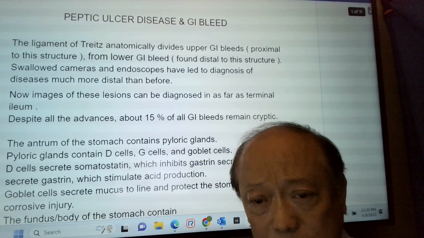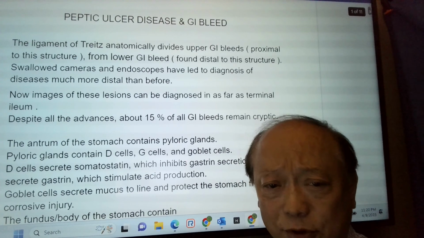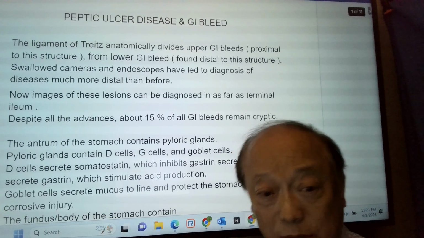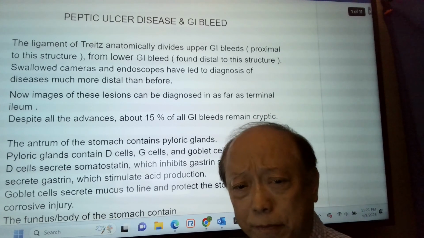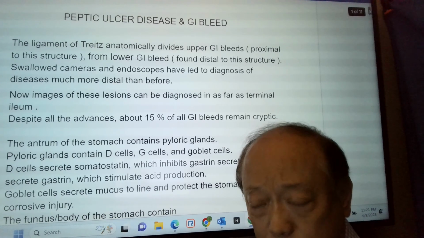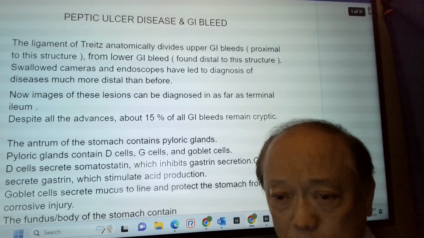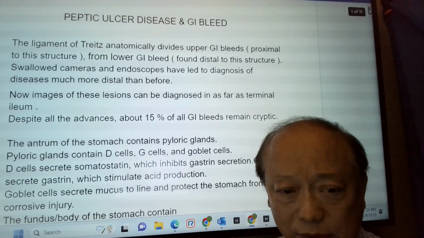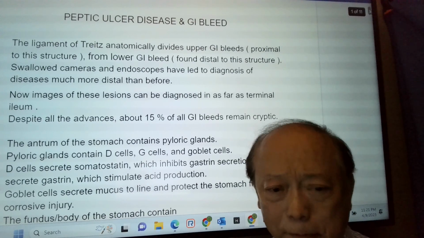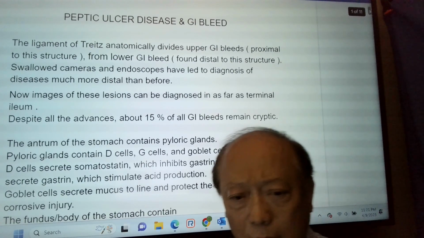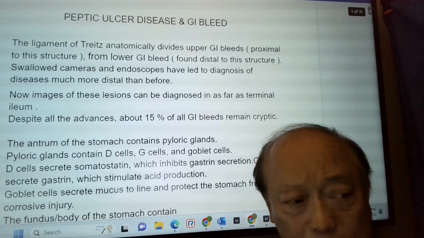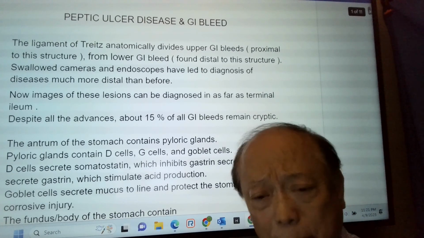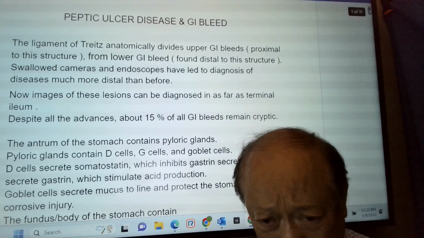Today we're going to talk about peptic ulcer disease and GI bleed. The ligament of Treitz anatomically divides upper GI bleed, proximal to this structure, from GI bleeds distal to this structure. Swallow cameras and endoscopes have led to diagnosis of diseases much more distal than before. Now images as far as the terminal ileum can be visualized. Despite all the advances, however, about 15% of GI bleeds remain cryptic.